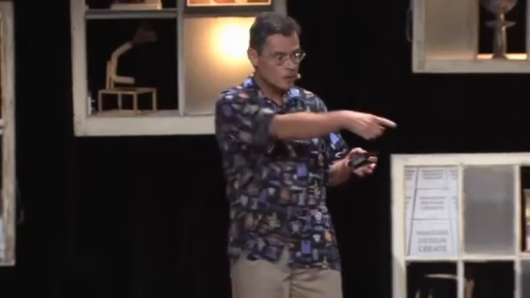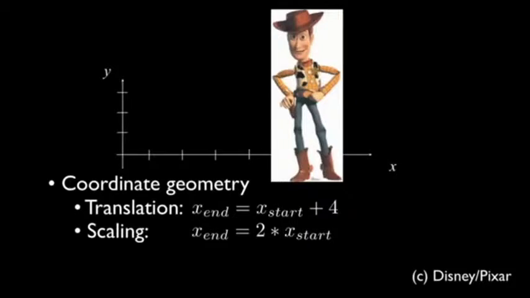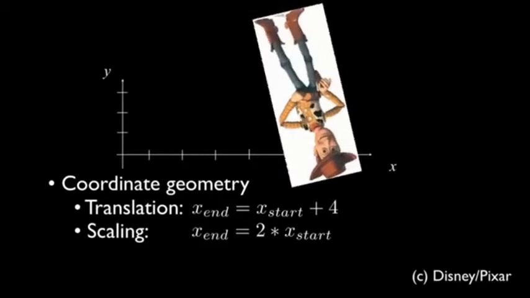Any guesses as to what the mathematics of scaling might be? Dilation? Multiplication, exactly. If you're going to make something twice as big, you need to multiply the x and the y coordinates all by 2. So this shows us that the mathematics of scaling is multiplication. Okay? How about this one? How about rotation? Right? Spinning around. The mathematics of rotation is trigonometry.